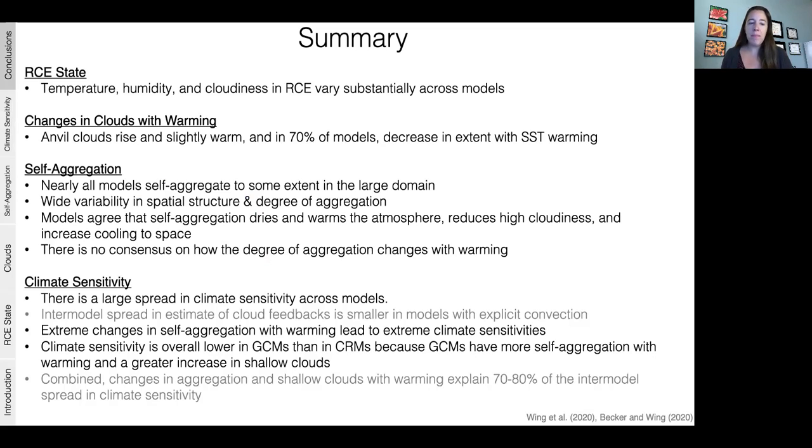When it comes to climate sensitivity, the large spread in climate sensitivity can be explained by the large spread in changes in aggregation with warming, in addition to contributions from changes in shallow clouds.